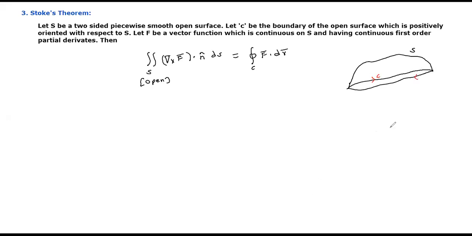In case of an upper hemisphere, the orientation will be like this. In case of a lower hemisphere, what will be the orientation? It must be like this, because when you are walking along the boundary, the surface must be to my left hand side. These two orientations are opposite, but we call both positive, because positive means my surface must be to my left hand side.